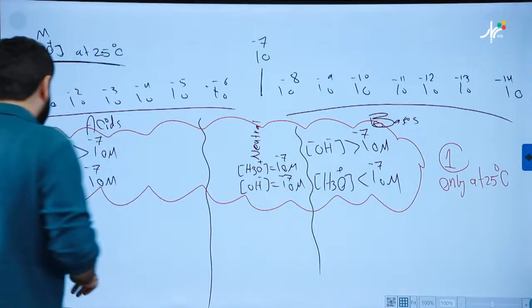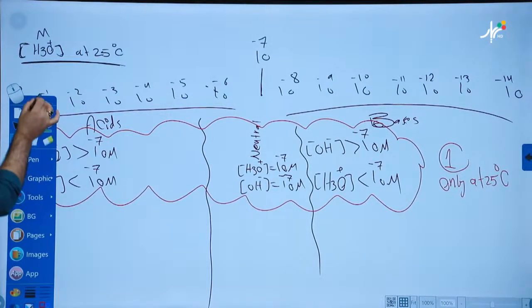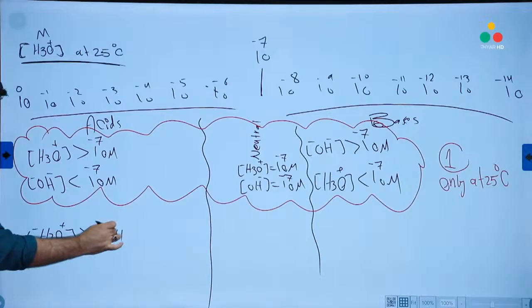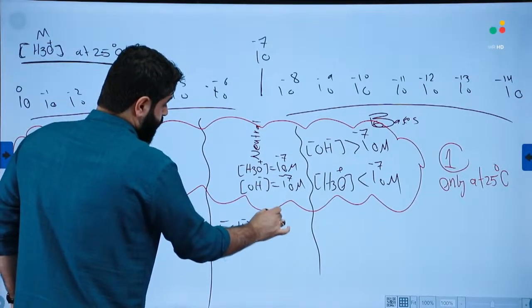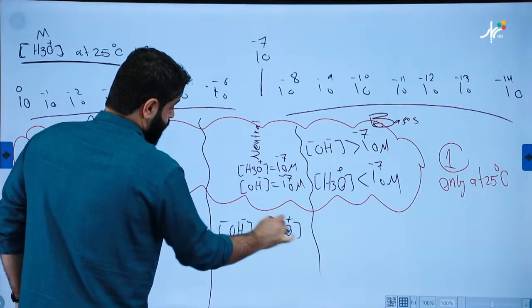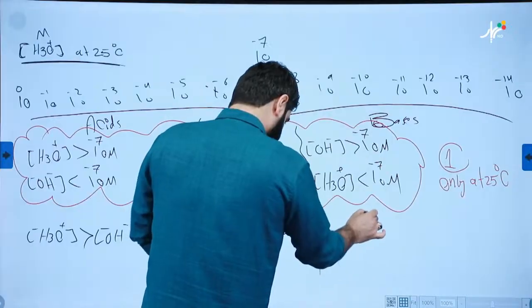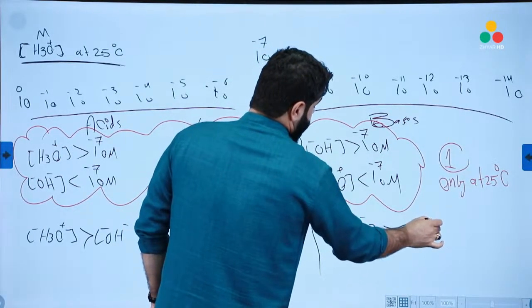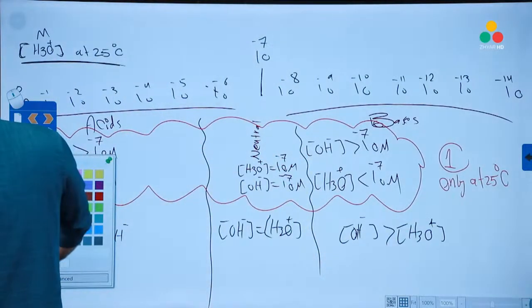Okay. So now let's compare hydronium and hydroxide with each other. Look, which one must be greater? Of course, H3O here is greater than OH. But here, both are equal. And here, OH is greater than H3O. So this information, I will mark this as the second part.